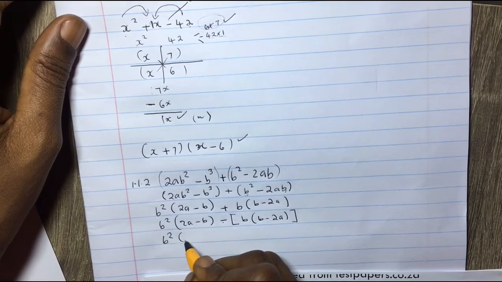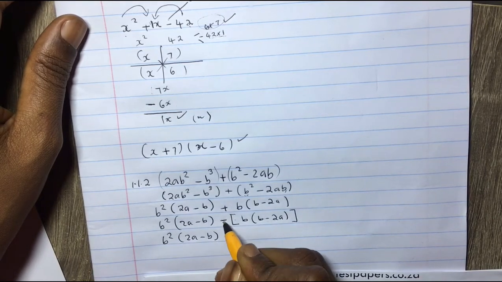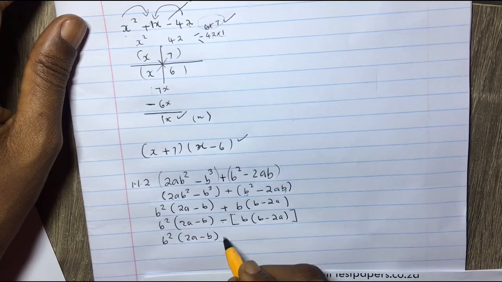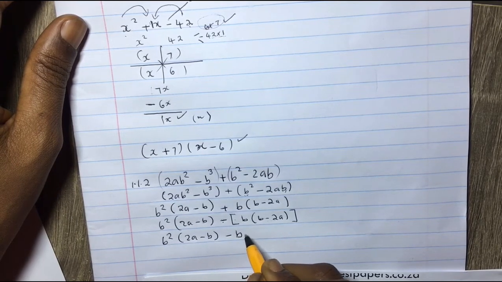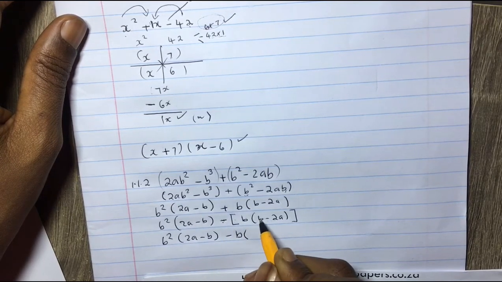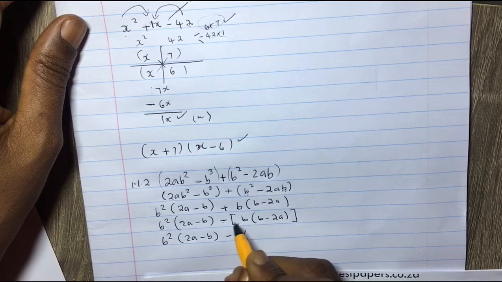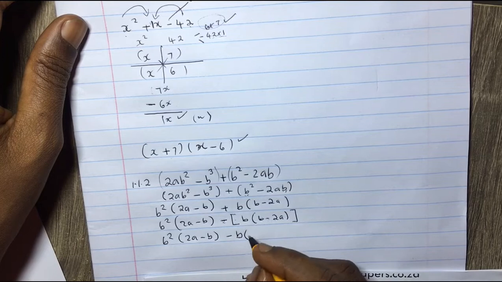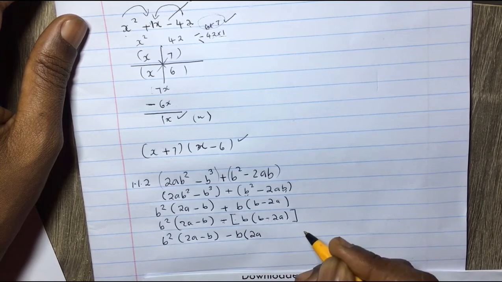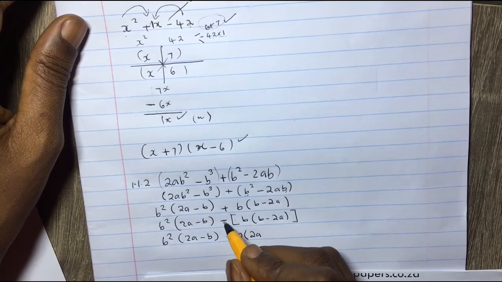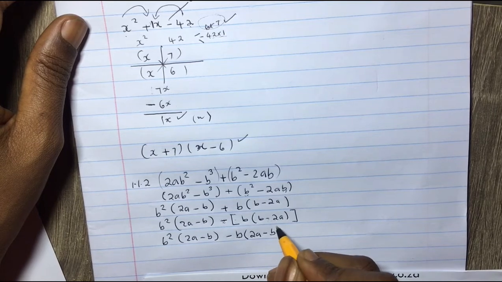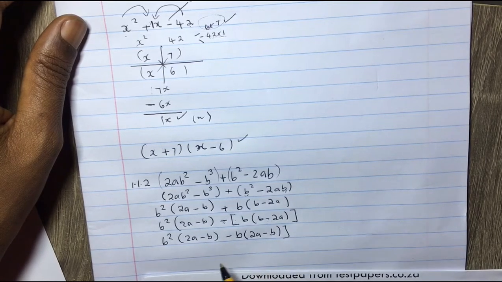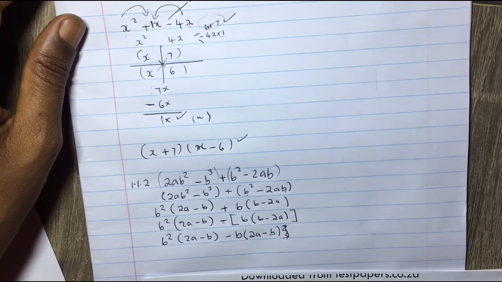So 2b minus b. Then this a negative and a positive will become a negative. Inside the bracket, a negative and a positive will be a negative, and a negative and a positive will be a positive. So I'm going to start with this one. A negative and a negative will be a positive. A negative and a positive will be a negative. So I don't have to write the brackets now.